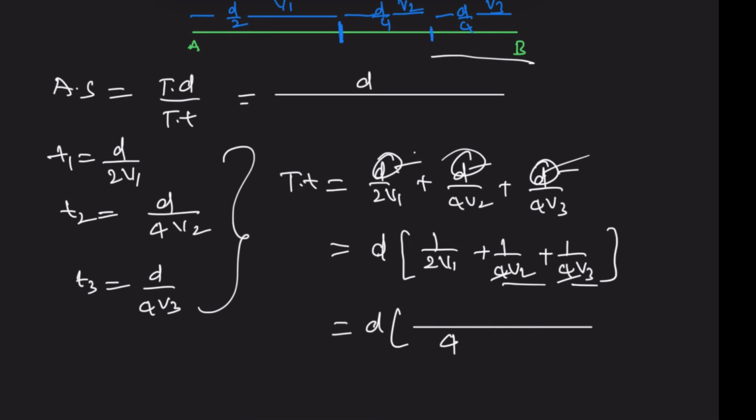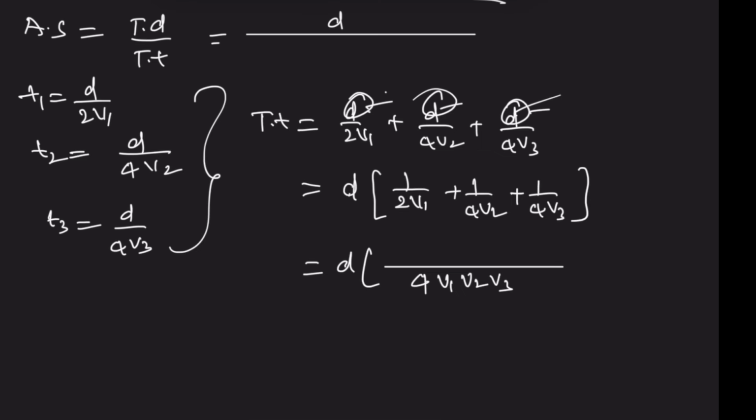Next, the LCM of V1, V2, V3 is V1 into V2 into V3. So here now the denominator is 4 V1 V2 V3. It is divided by the denominator of the first term, that is 2 V1. So V1, V1 cancel, 2, 2 cancel, then we get 2 V2 V3. After division we get 2 V2 V3.